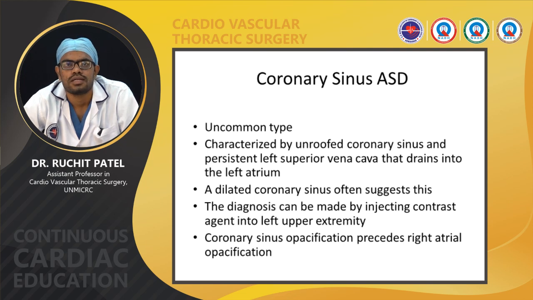Coronary sinus ASD is the rarest type of ASD. It is associated with unroofing of the coronary sinus, and there is a persistent left superior vena cava which drains into the left atrium. It is usually diagnosed by a dilated coronary sinus on echo. Further confirmation can be done by injecting a contrast agent into the left upper extremity, where opacification of the coronary sinus precedes right atrial opacification.